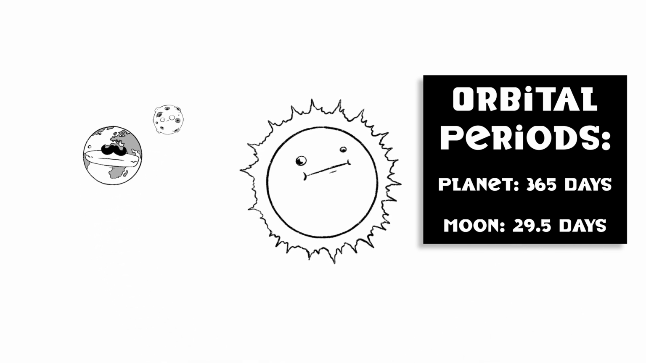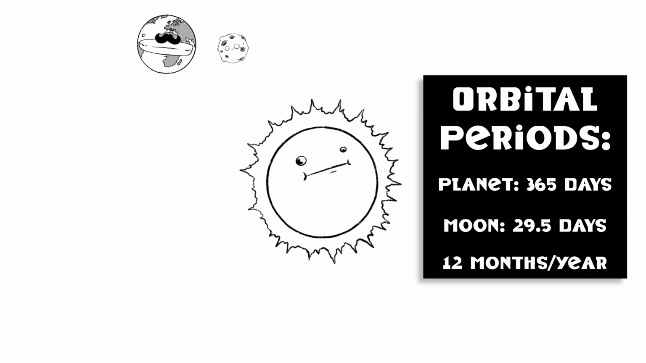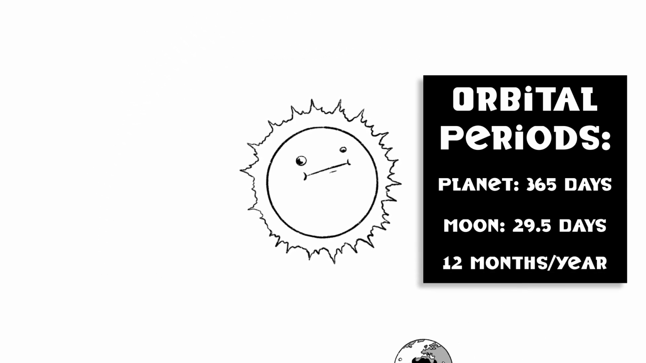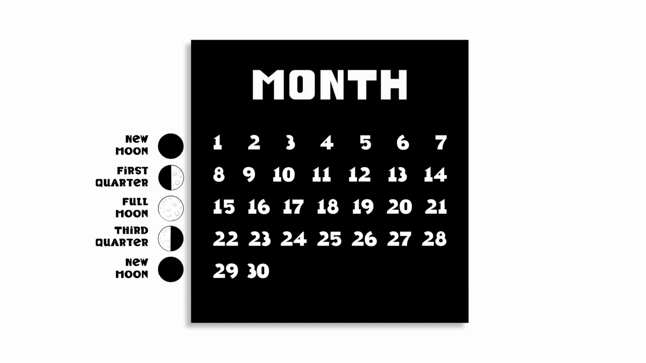Once you've got those, divide the planet's period by the moon's period to get the rough number of months per year. Assuming, of course, months are inspired by the lunar cycle, as they often are, even in solar calendars. Next, divide up your moon's period into weeks. I usually go with either 4 or 8 weeks per month, taking inspiration from the moon's primary or secondary phases.